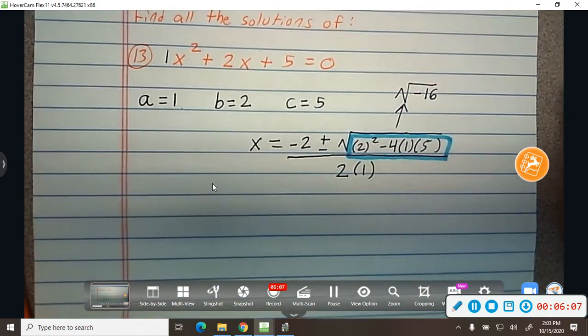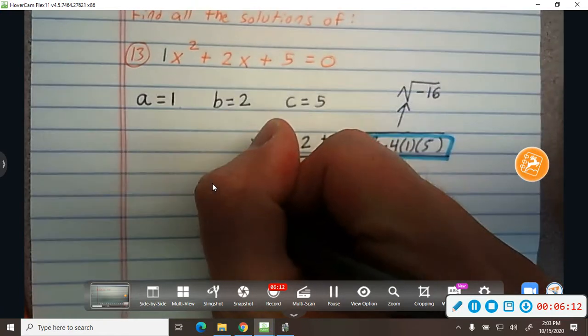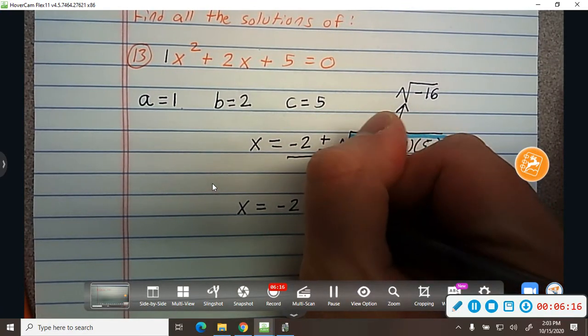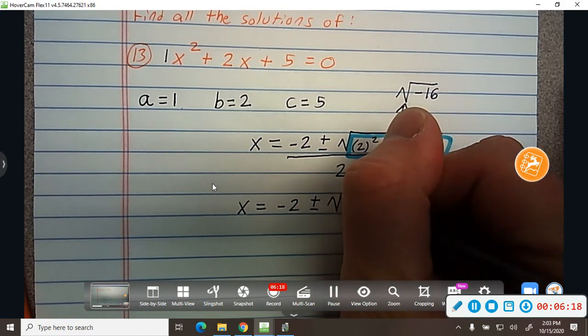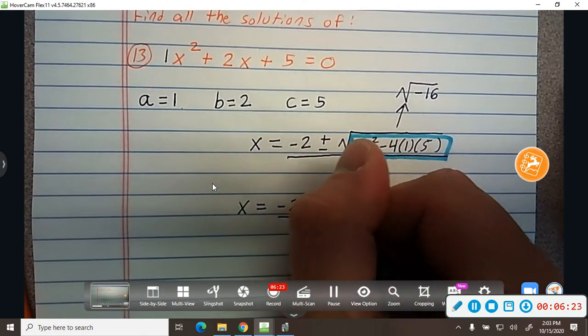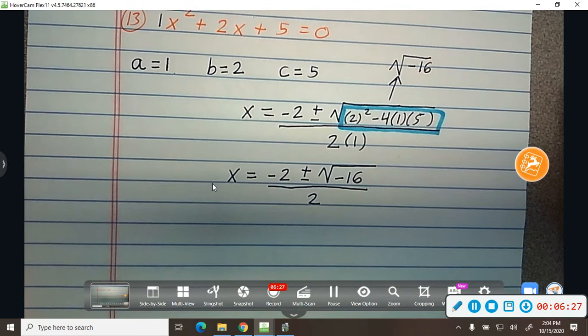So let's see what I have now. I now have, the solution is, the x-intercepts are negative 2 plus or minus square root of negative 16, over 2 times 1, which is 2. Now, spoiler alert, I knew that this was going to be negative, because we knew our solutions were imaginary. And to be imaginary, that means there's a negative underneath the square root.